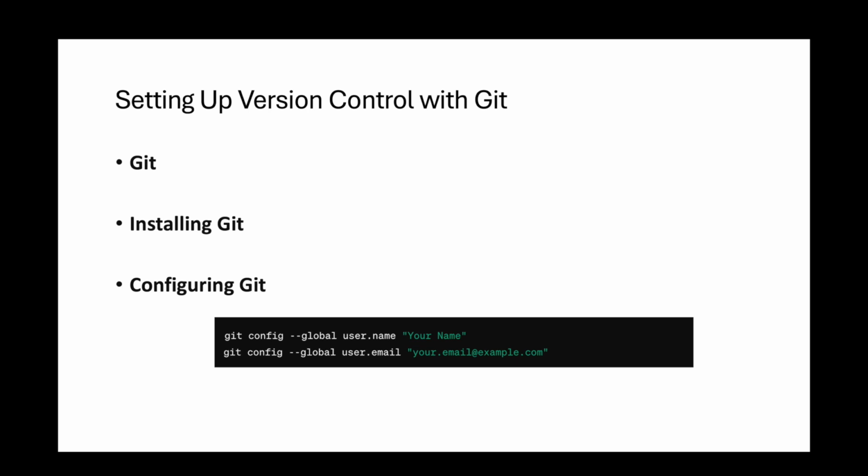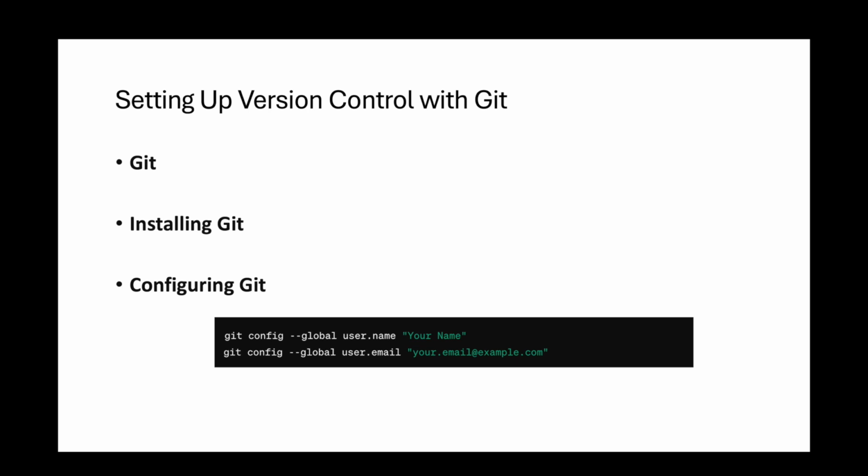Installing Git. To install Git, you can download the official Git installer from the Git website https://git-scm.com/downloads and follow the installation instructions for your operating system.